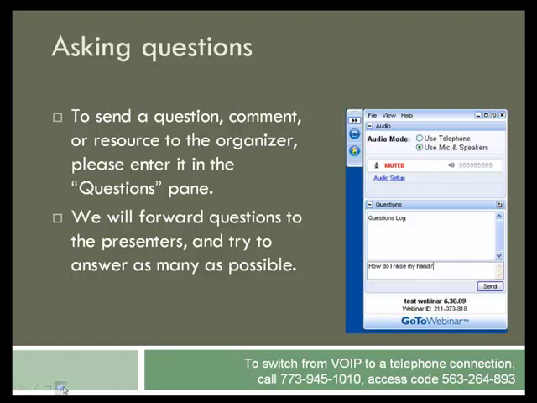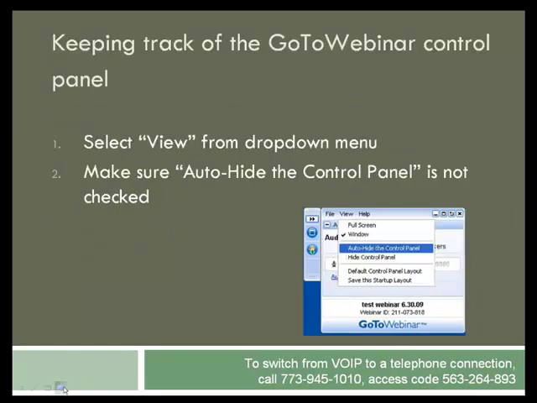You can see on your control panel that there's a question pane, and you type it in. The next slide, called Keeping Track of the GoToWebinar Control Panel, shows you how to keep your control panel on the screen. If you go to View from the drop-down menu, and you make sure that Auto-Hide the control panel is not checked, then that control panel will stay there with the question pane, and you'll be able to use it at any point.